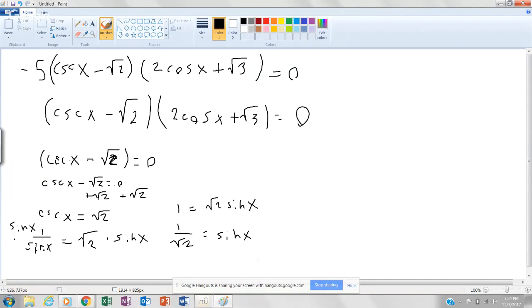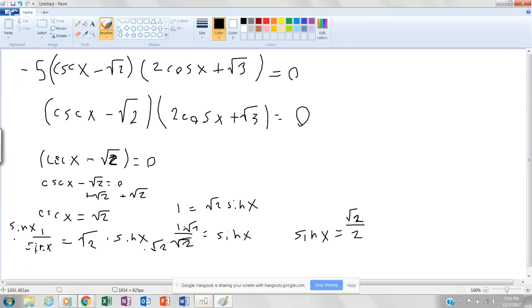And I don't remember what it's called, but I need to make this root 2 get out of the denominator. So we'll multiply each top and bottom by root 2, and we'll get sine of x equals root 2 over 2.